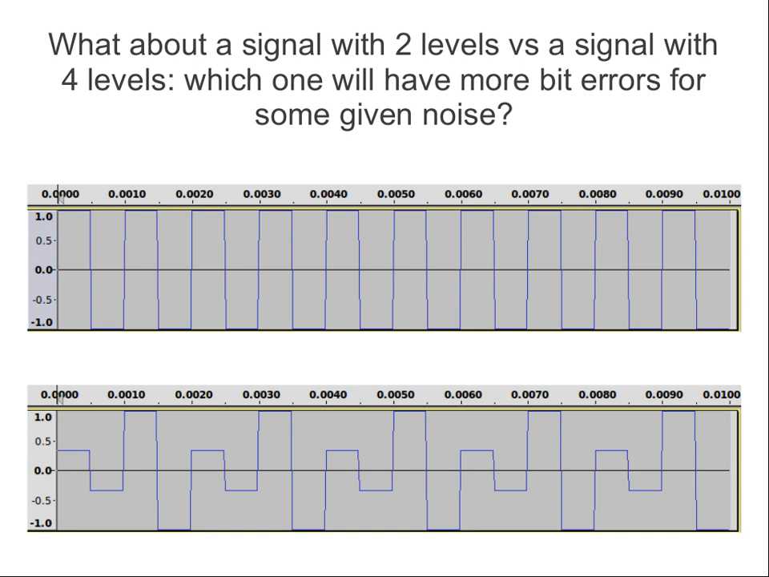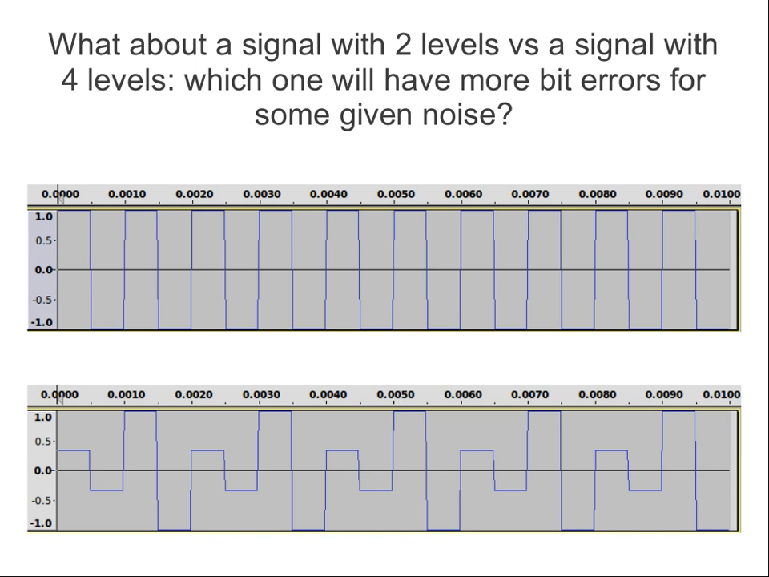But the data rate differs because in the top one, one signal element represents one bit. So if we can send 2,000 signal elements per second, the top one has a data rate of 2,000 bits per second. Whereas the bottom signal, we can send 2 bits per signal element. That's our scheme that we designed over here: 2 bits for every level, or every signal element. So with 2,000 signal elements per second and 2 bits per signal element, the second signal gives us a data rate of 4,000 bits per second. So we differentiate between the signal rate and the data rate.